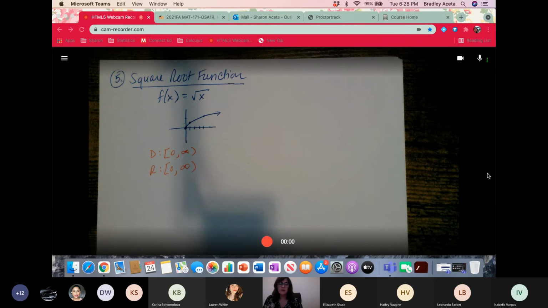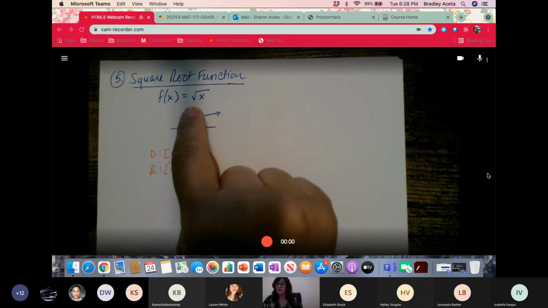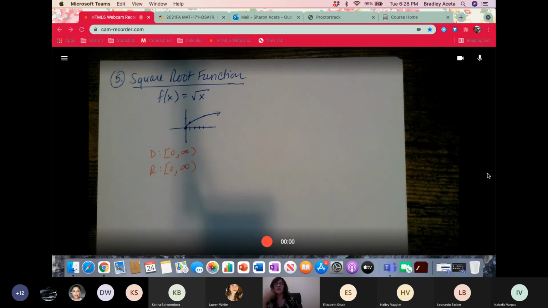Does that always happen? No, again, it depends on if we add 1 on the outside or if we add 1 in the middle or something. Things will change when we start adding numbers to it. But just so you know, your basic parent function, this is domain and range.